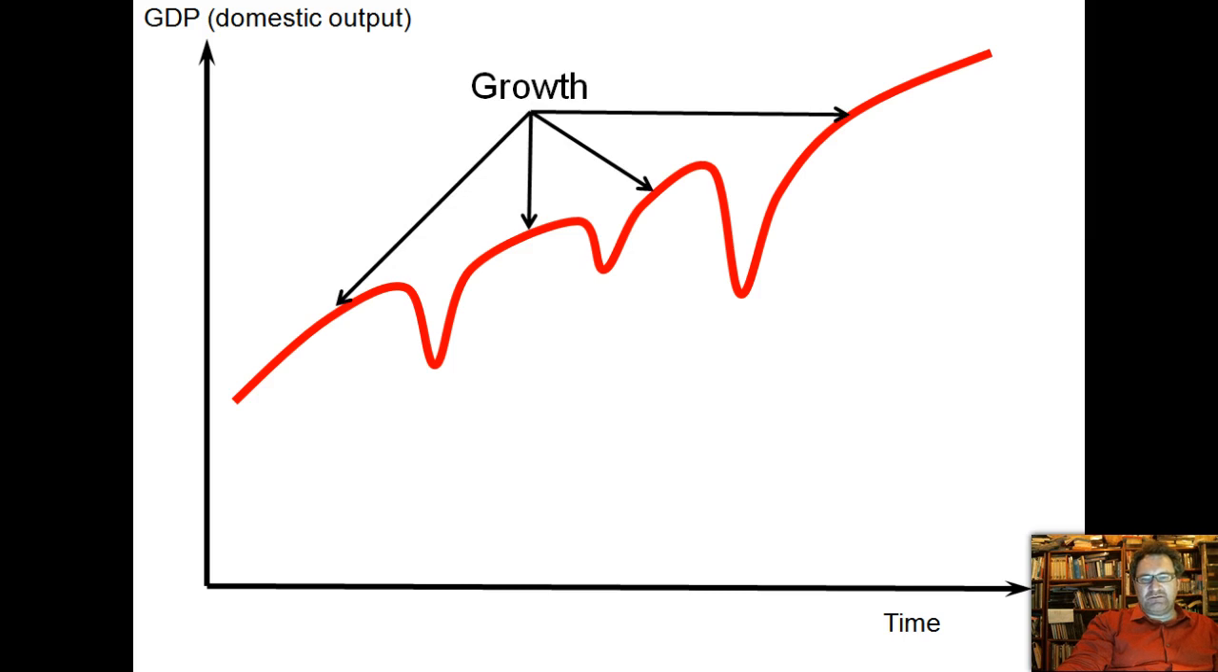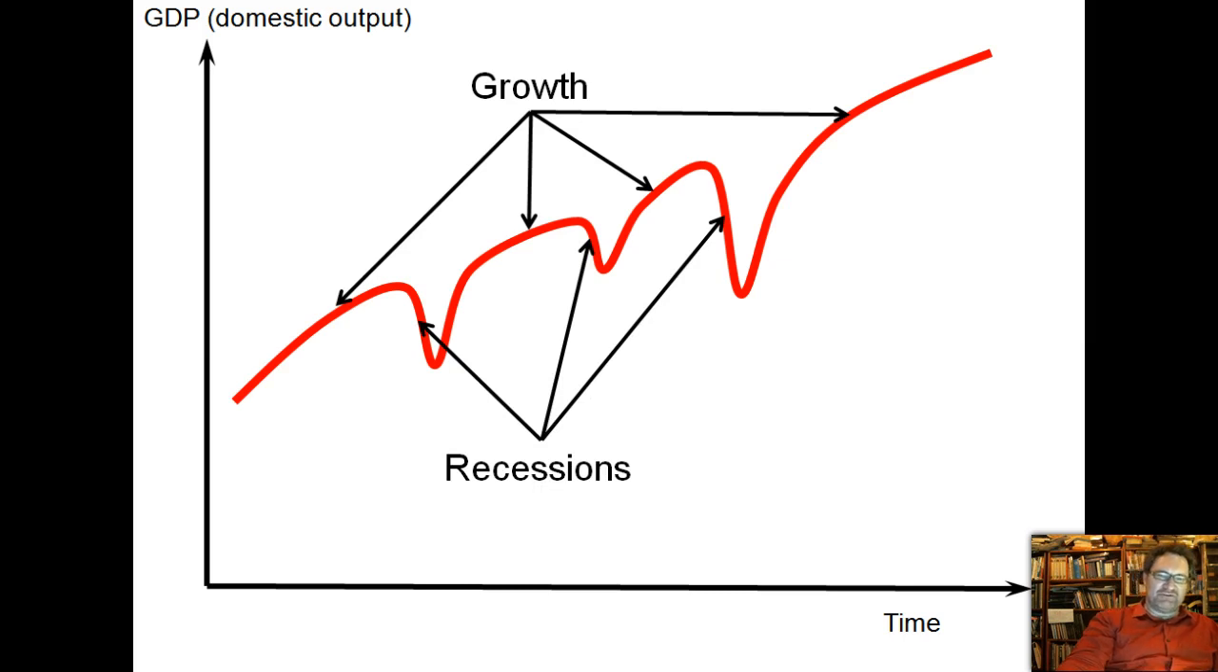So we say the periods where the output line is going upwards, we call that economic growth, and the periods when the output line is decreasing, we call them recessions. The bottoms of the recessions are troughs, and the upward sloping parts of the line, where there's growth occurring, would be recoveries.